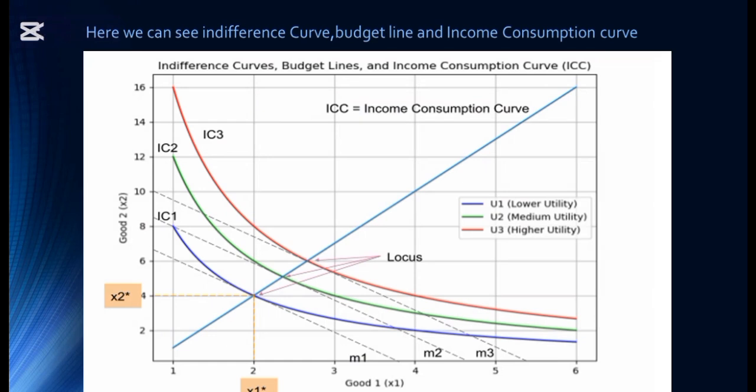Here we can see a graph which shows three different curves, IC1, IC2 and IC3. So as income increases, wait, let me use my marker.